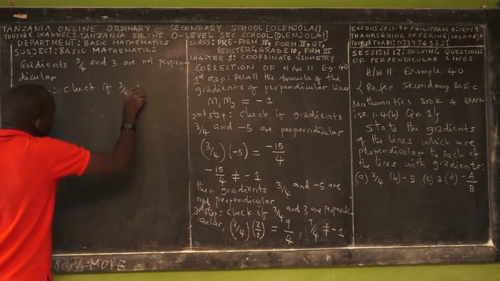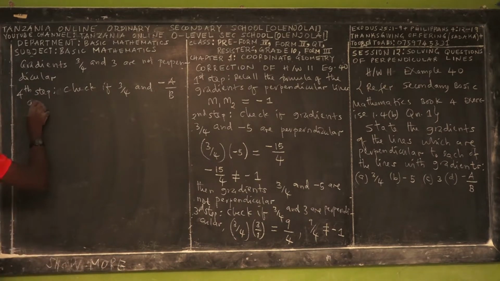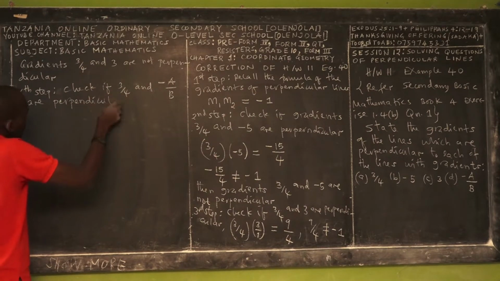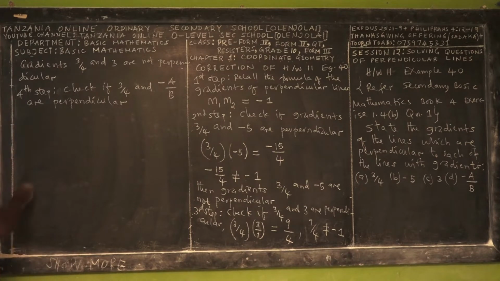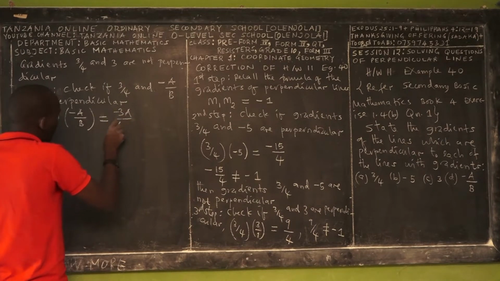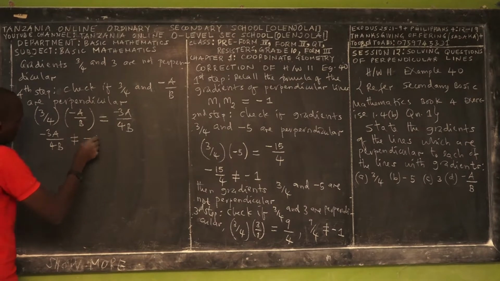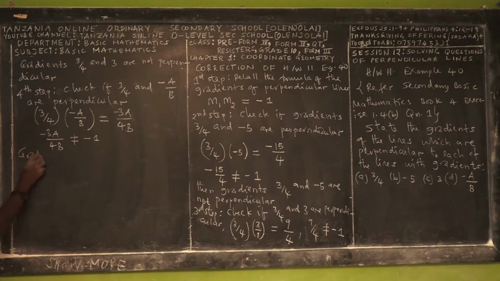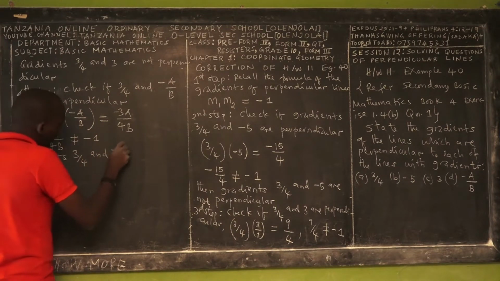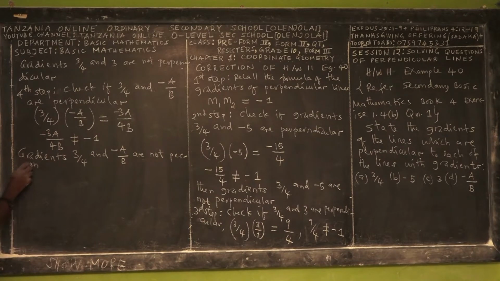Check if 3/4 and the negative a/b are perpendicular. This is how you have to solve that question. For perpendicularity, we have 3/4, which is gradient 1, times negative a/b, which is gradient 2. So the answer is negative 3a/4b. Negative 3a/4b is not equal to negative 1. So therefore, we say that the gradients 3/4 and negative a/b are not perpendicular.